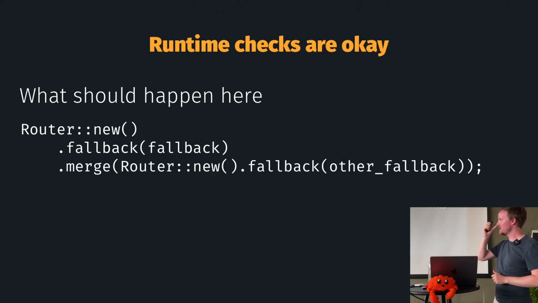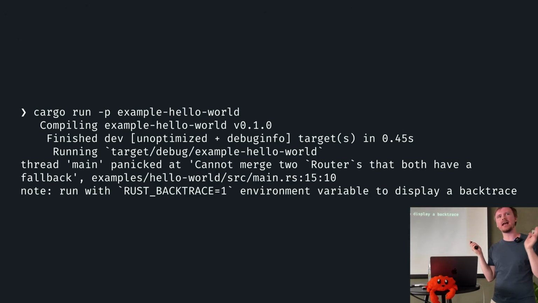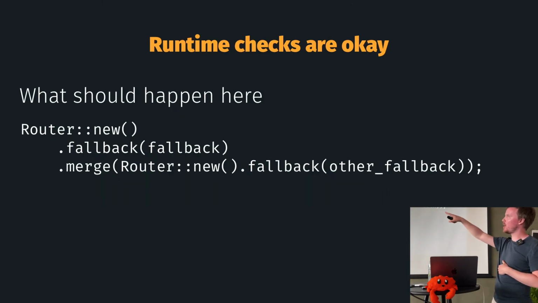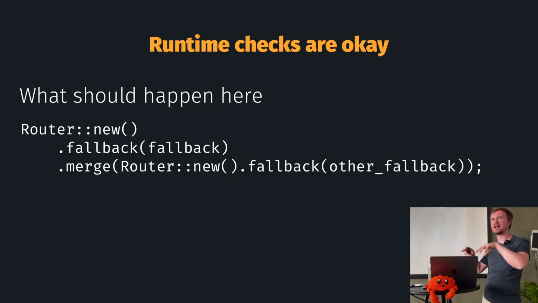So here's another case. What should happen if I make a router with a fallback, and then I merge in another router that also has a fallback? Which fallback wins? I don't necessarily think there's a good answer. What Axum does today is it just panics. It says, you cannot have two fallbacks. That doesn't make sense. You have to fix this. You could say that we drop the first fallback and only use the second one. But then what if they provided the second one by mistake and they actually want to use the first one? That can be confusing. What if people are moving code around while they're refactoring and accidentally introduce a second fallback? So I don't think there's necessarily a good answer here.